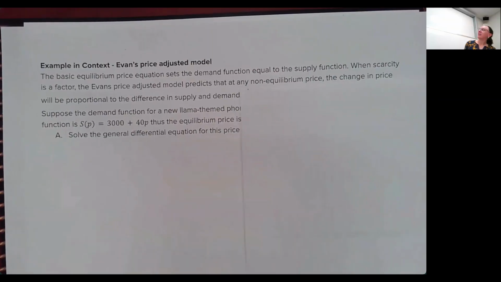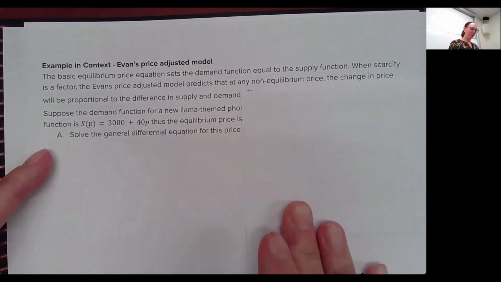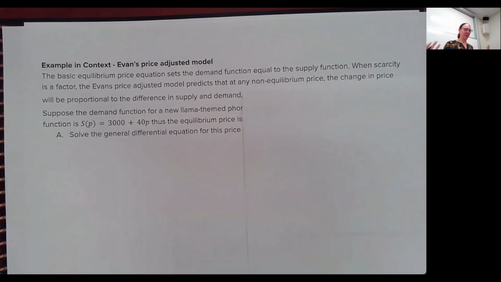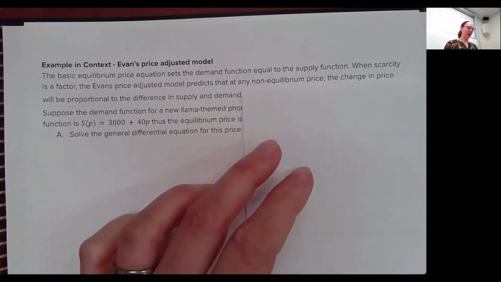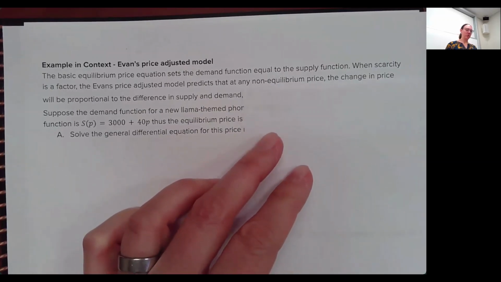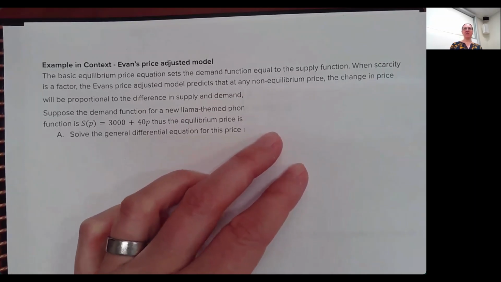So, Evans price adjusted model. The basic equilibrium price equation sets demand function equal to supply, but when scarcity is a factor, the Evans price adjusted model predicts that at any non-equilibrium price, the change in price will be proportional to the difference in supply and demand.